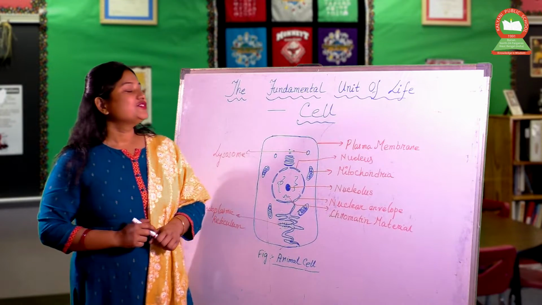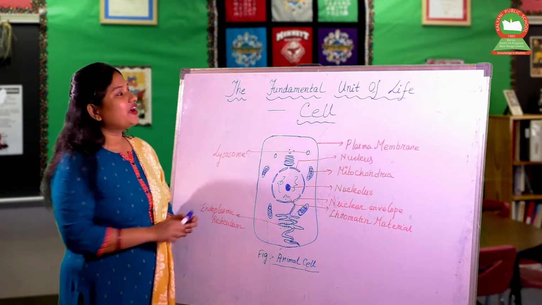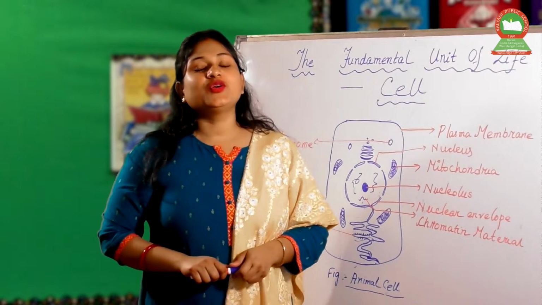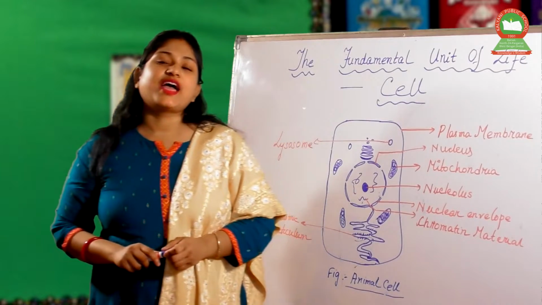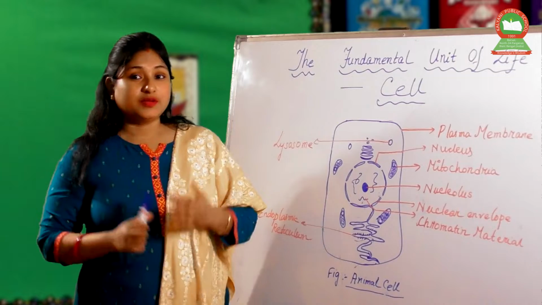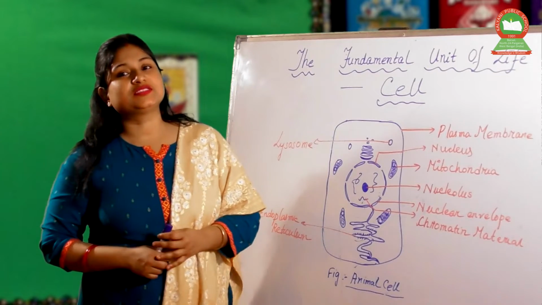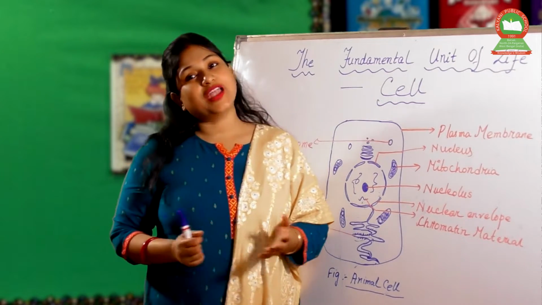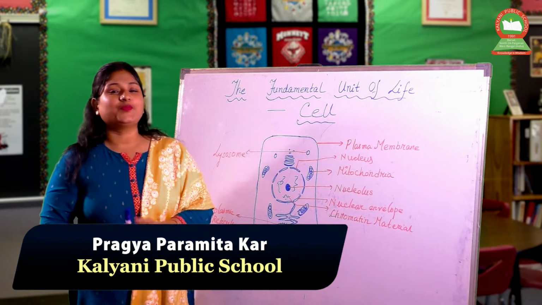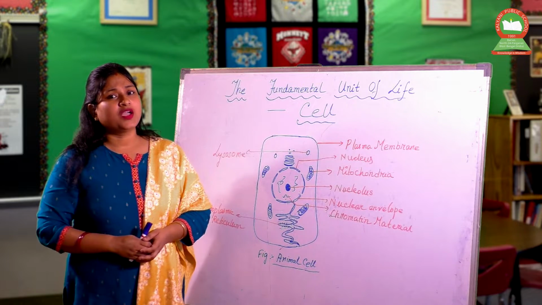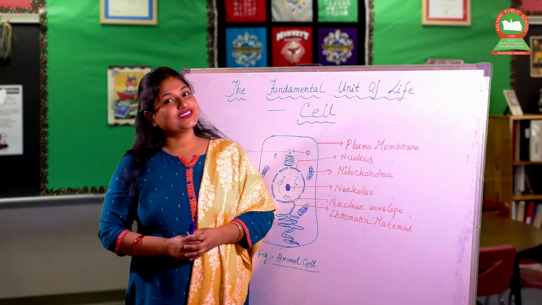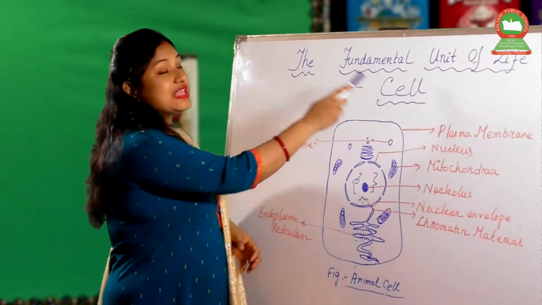Hello students, today I am going to teach the chapter The Fundamental Unit of Life, that is Cell. We know that our earth is inhabited by various sorts of creatures, from Monera to protists to plants and to animals. So from the simple living organisms to the most complex organism, that is mammalia. All these organisms are made of what? All these organisms are made up of cell.